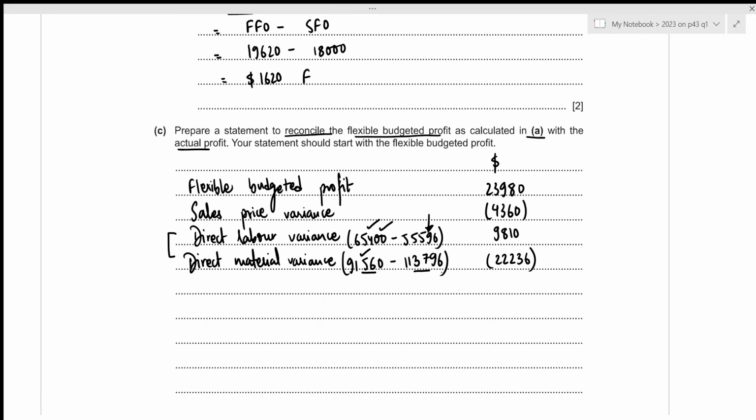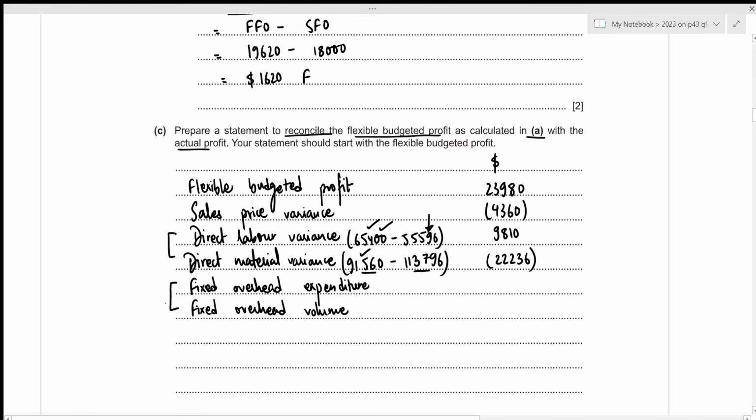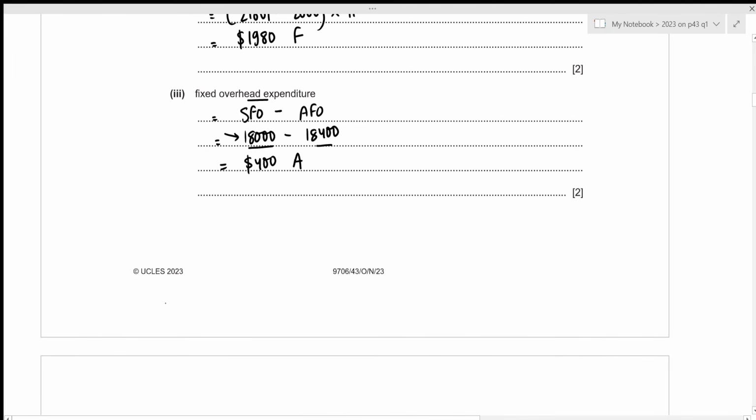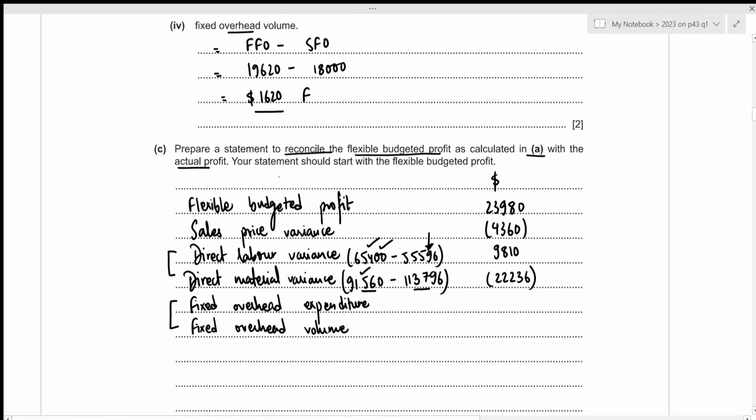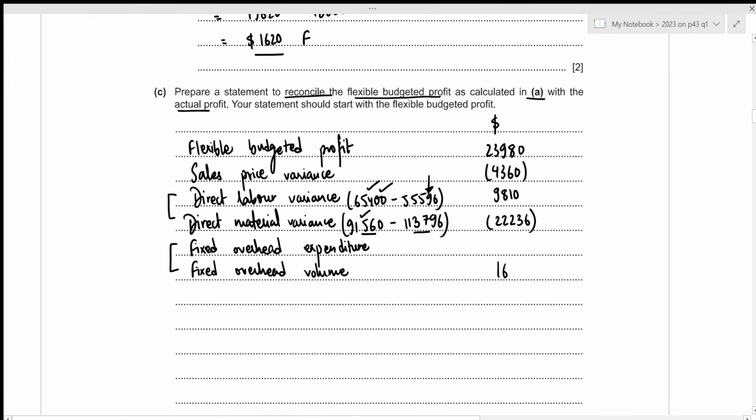our flexible budgeted profit. Now we need to make adjustment for our fixed overhead variances. So the first one is going to be our fixed overhead expenditure variance. And the second one will be fixed overhead volume variance. And the sum of these two will give the total fixed overhead variance. So for our expenditure variance, we have 400 adverse, we will be subtracting that. And for our volume variance, we have 1,620 favorable, so we'll be adding that.